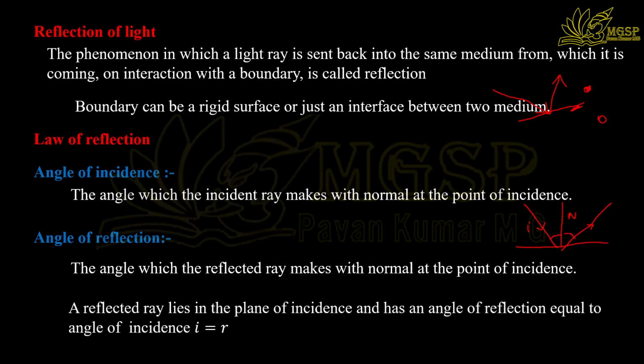The reflected ray lies in the plane of incidence and has the angle of reflection equal to the angle of incidence. Means the angle of incidence and the angle of reflection are the same. This is Snell's law. Let's see in the upcoming videos what it is. I told you, this is just some basic concepts regarding ray optics.